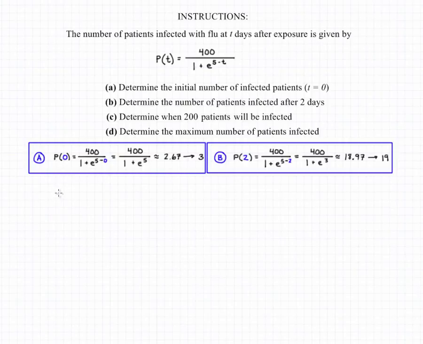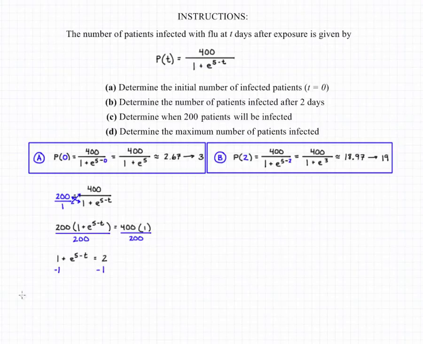Now for part C, we're given the value we want the function to equal. We know we want there to be 200 patients that are infected, and we're trying to figure out the time. So in this case, we're going to have 200 equals 400 over 1 plus e to the 5th minus t. We can start by cross-multiplying, and that's going to give us 200 times 1 plus e to the 5th minus t is equal to 400, and then we can divide both sides of the equation by 200. This is going to leave us with 1 plus e raised to the 5 minus t equals 2.